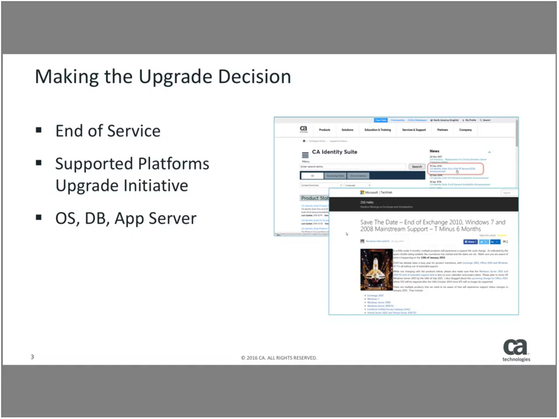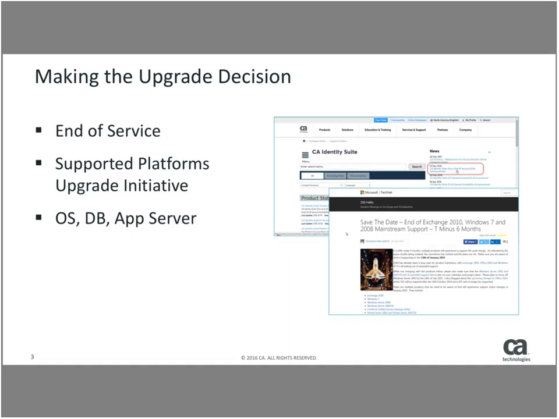So another reason then for doing the upgrade essentially is that your supported platforms are going to change. Specifically, vendors have said that OS systems, SQL databases are going to go out of support, and there's an initiative in place that would require you to upgrade that. And we'll talk about that when we get into what we look at from the requirements for looking at the operating system, database, and the application server.